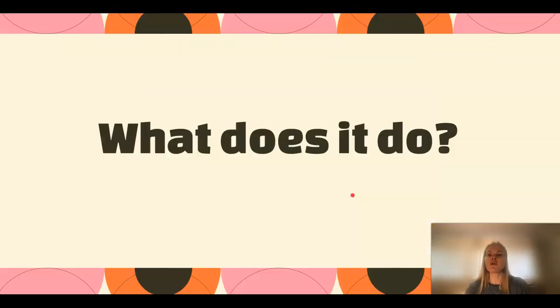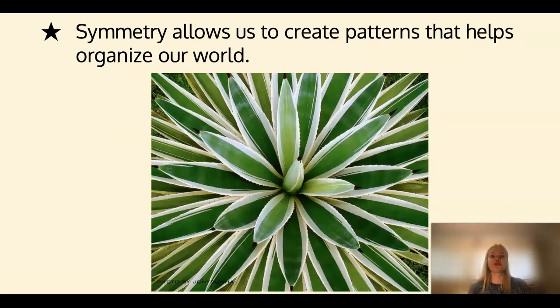Our next big question I want you to think about is, what does symmetry do? So take however long you need and pause the video to think about, what does symmetry allow us to do? Symmetry allows us to create patterns like this one that helps us organize our world. So to break this down into simpler terms, symmetry allows us to break down complex things such as buildings, architecture, to help us understand the meaning behind them.